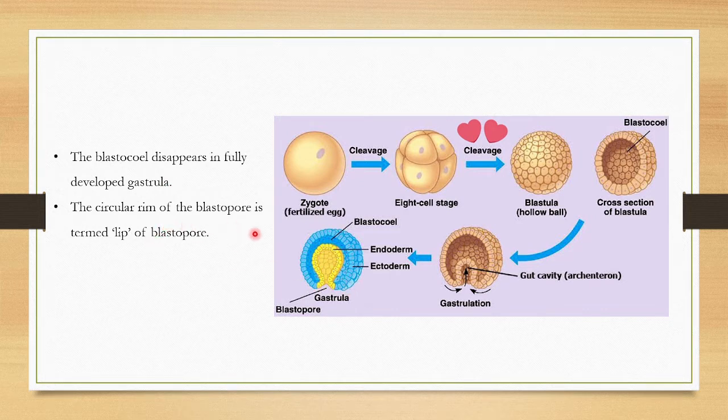The circular rim of the blastopore is termed the lip of the blastopore. അങ്ങനെ അത് ഇൻവാജിനേറ്റ് ചെയ്യുന്ന സമയത്ത് ഇവിടെ ഒരു ലിപ്പ്, ഒരു ഓപ്പണിംഗ് ഉണ്ടാവുകയും ഇതിനെ ലിപ്പ് ഓഫ് ബ്ലാസ്റ്റോപോർ എന്ന് പറയും. ഈ ഓപ്പണിംഗ് ആണ് ബ്ലാസ്റ്റോപോർ.